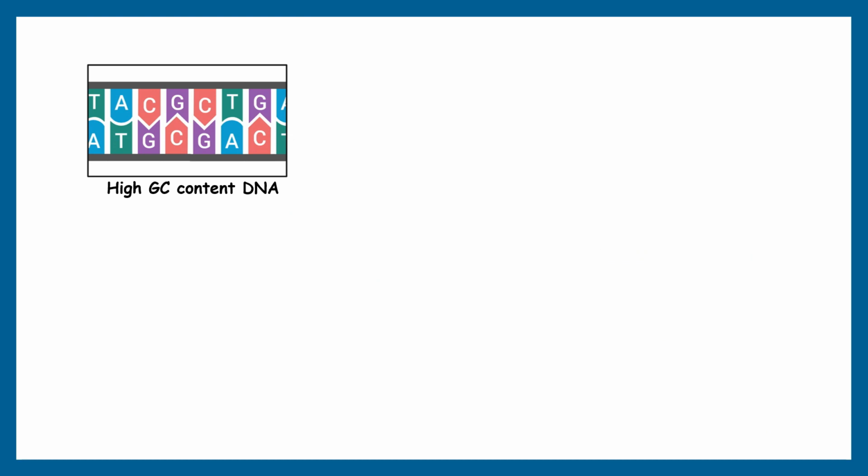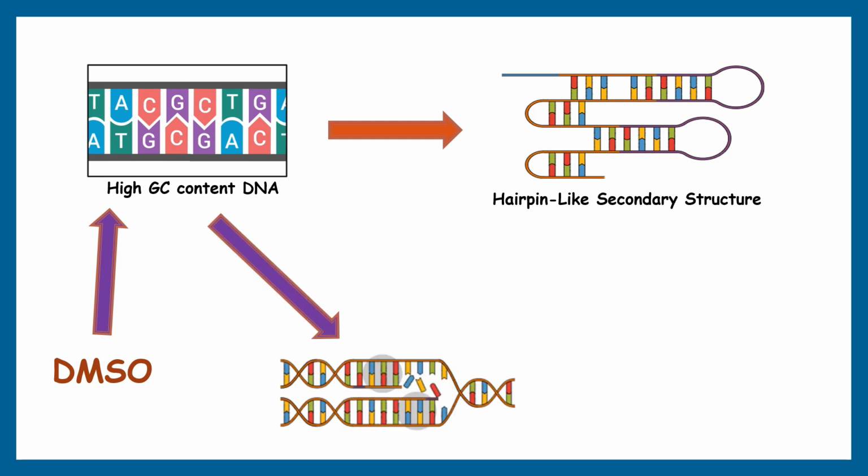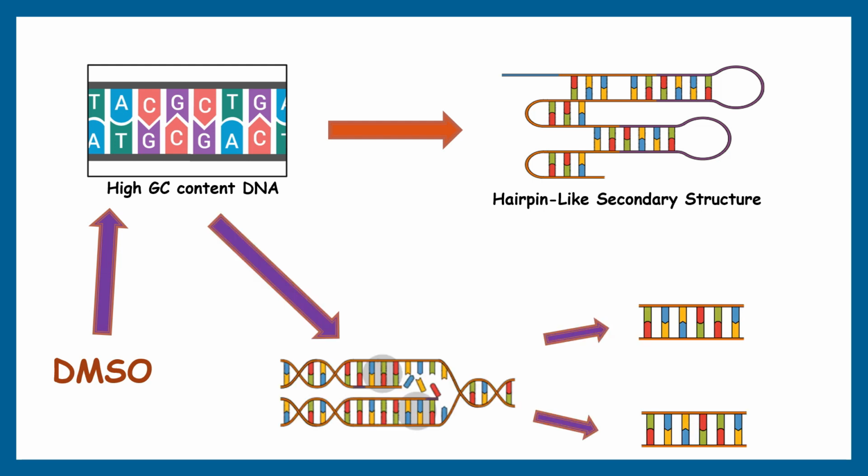Now, secondly, higher GC content produces a hairpin-like secondary structure, and these structures stabilize the single-stranded DNA. Such hairpins are hard to open and fail our reaction by not providing a complementary site for primers. DMSO binds with the DNA and prevents reannealing of denatured DNA. Thereby, only primers get free space to accurately bind at their complementary locations.